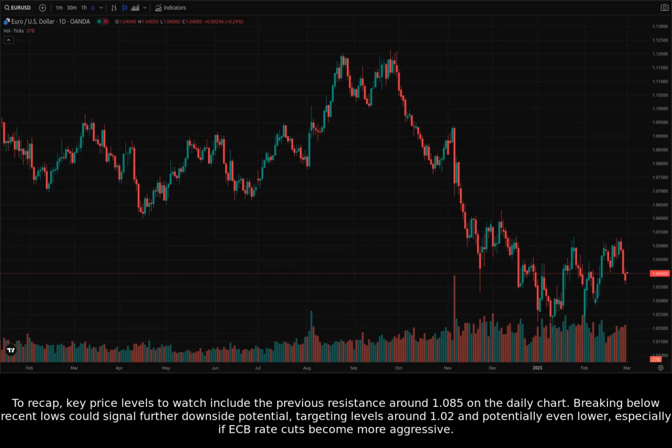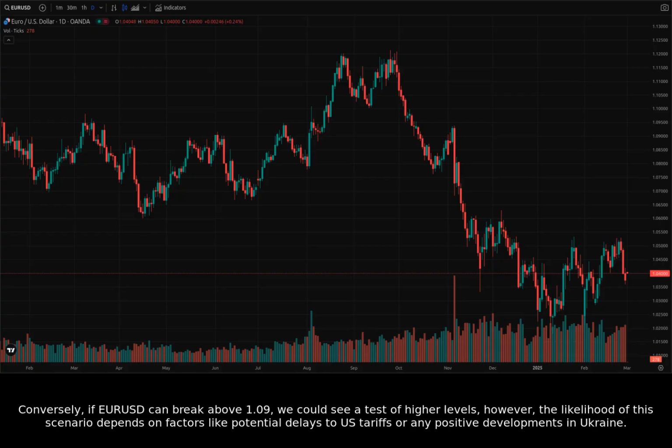To recap, key price levels to watch include the previous resistance around 1.085 on the daily chart. Breaking below recent lows could signal further downside potential, targeting levels around 1.02 and potentially even lower, especially if ECB rate cuts become more aggressive. Conversely, if EURUSD can break above 1.09, we could see a test of higher levels.